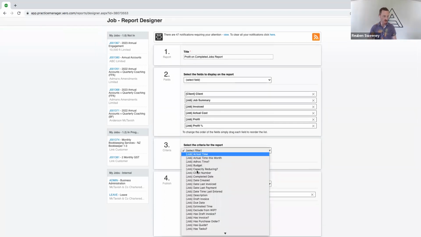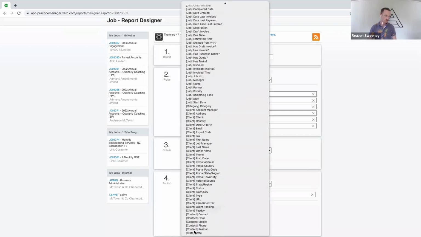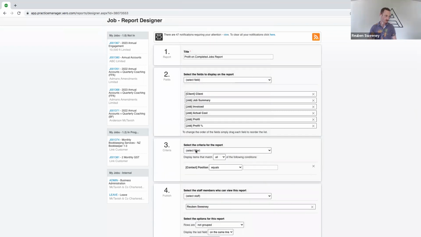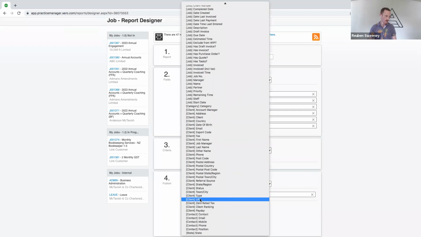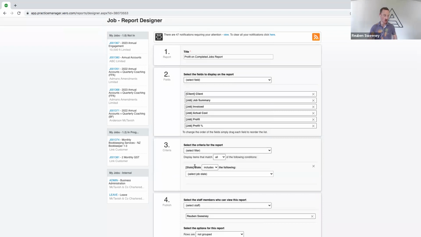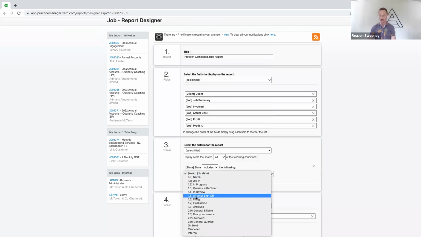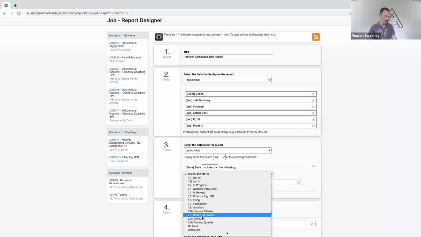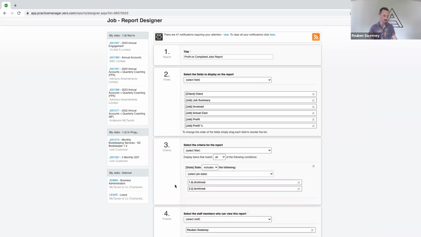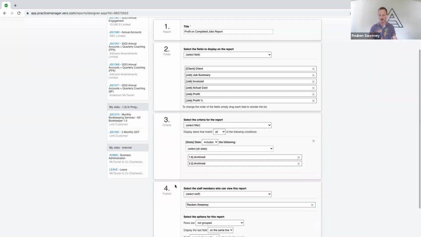For the criteria, this is the important piece. I'm going to say job state. Sorry. Give me another go. Cool. We're going to be looking at job profit on completed jobs. So job state includes, and you're going to select anything that means finished. So basically 0 WIP, no further invoicing, no further time. So for me, that is this job state here and that job state there. Those are the jobs I can know that profit is mine. That's how that job went.